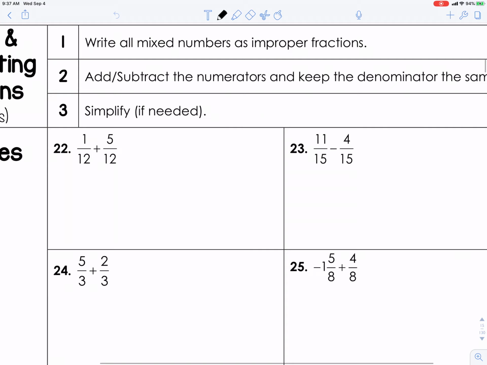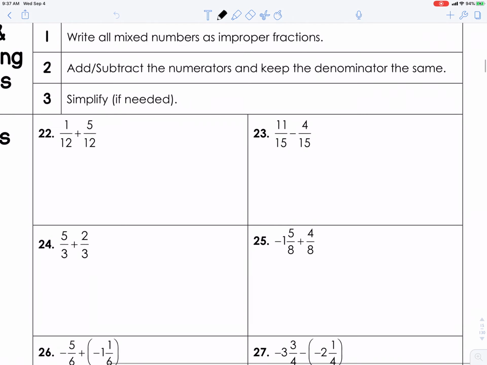Number 2, add and subtract the numerators and keep the denominators the same. So the numerators are added and subtracted, and the denominator stays the same. Okay? And then simplify. Simplify just means reduce it. And just make sure you're looking at a fraction and seeing, can you reduce it? You constantly need to look at your answer. Can I reduce it? So let's look at number 22.